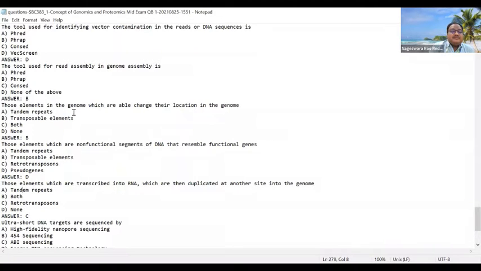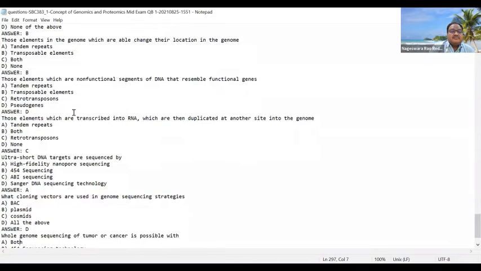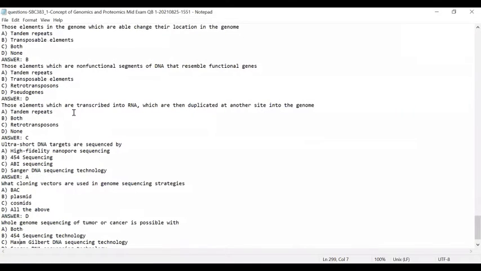Padmini. Yes, sir. So those elements in the genome which are able to change their location in the genome, what are they? Transposable elements, sir. That's the name itself. They're changing the location. They are known as transposable. Okay.